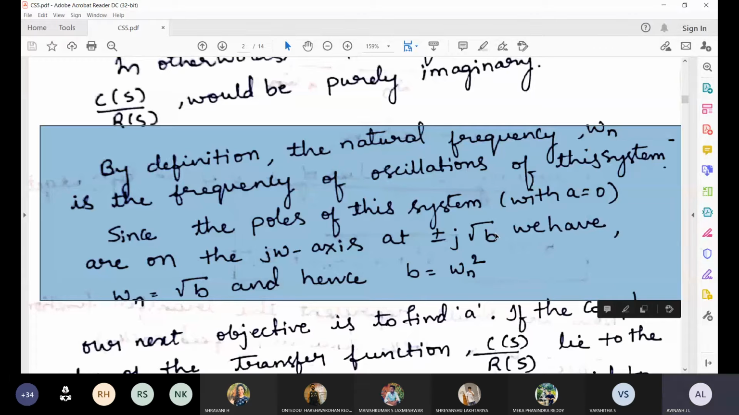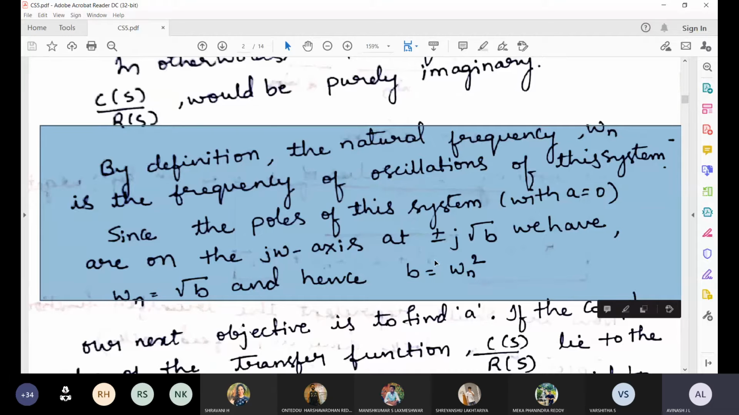Is it clear? Understanding the definition and modifying the equations, omega n equals root b. See, why are we not considering the j? Because frequency cannot be imaginary. Frequency cannot be negative. Clear? Frequency is a value. That is why we are not taking the plus or minus j here.